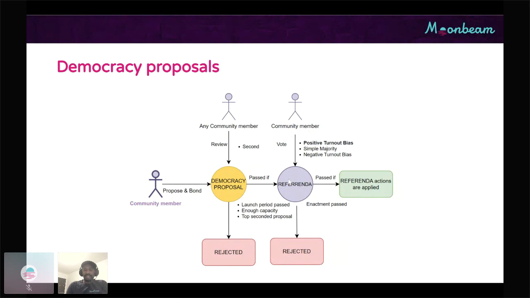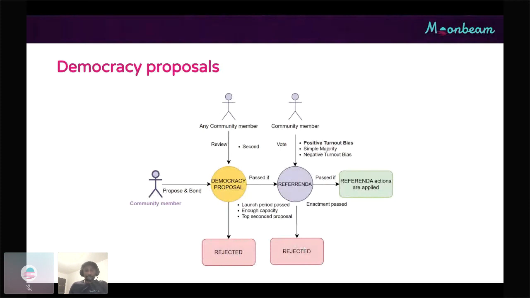And assuming that people agree to make it pass, then this referendum will wait for the enactment period until it gets finally dispatched and the changes are applied on-chain. But if the majority of the community agree to reject this proposal, then this referendum will be rejected. So it's a pretty simple process, but you will see that there is also another process which makes it a bit more complex.